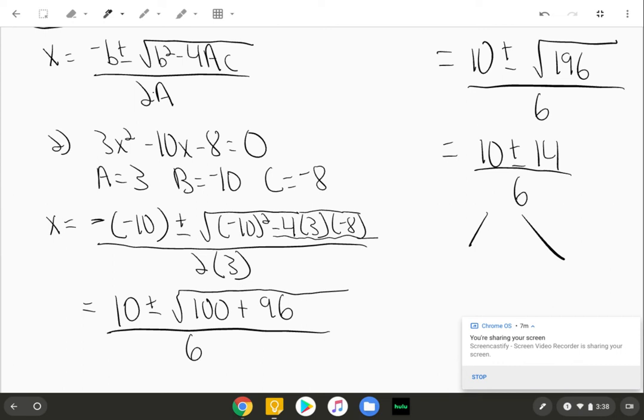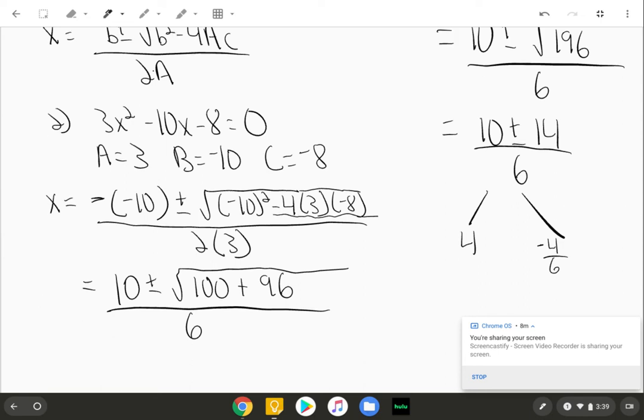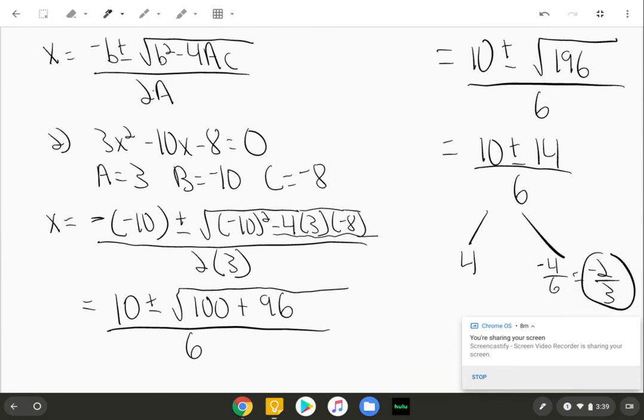So 10 plus 14 is 24, divided by 6 is 4. 10 minus 14 is negative 4, and negative 4 divided by 6 is actually going to be a decimal. So I am going to leave that as a fraction. I'm going to leave it as negative 4/6. And hopefully we realize that negative 4/6 can actually be reduced to negative 2/3. So our two solutions are x equals 4 and x equals negative 2/3.